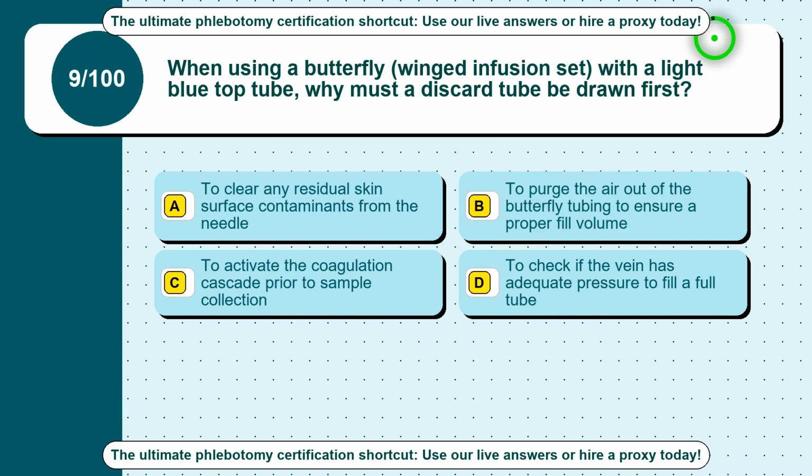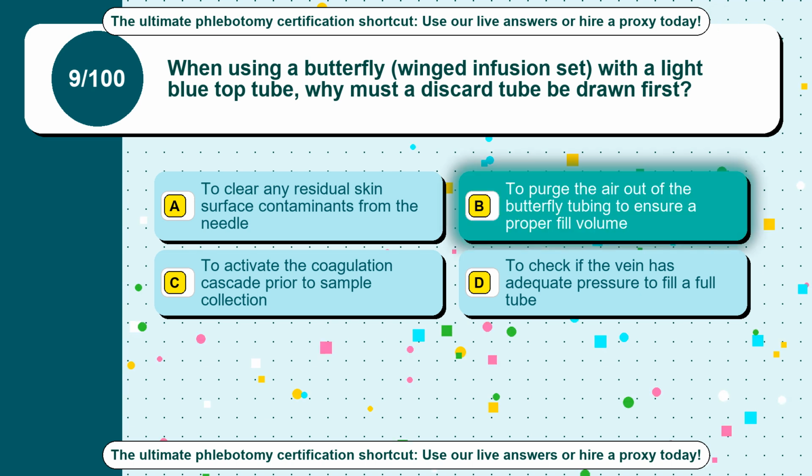Question 9. When using a butterfly winged infusion set with a light blue top tube, why must a discard tube be drawn first? Option A. To clear any residual skin surface contaminants from the needle. Option B. To purge the air out of the butterfly tubing to ensure a proper fill volume. Option C. To activate the coagulation cascade prior to sample collection. Option D. To check if the vein has adequate pressure to fill a full tube.